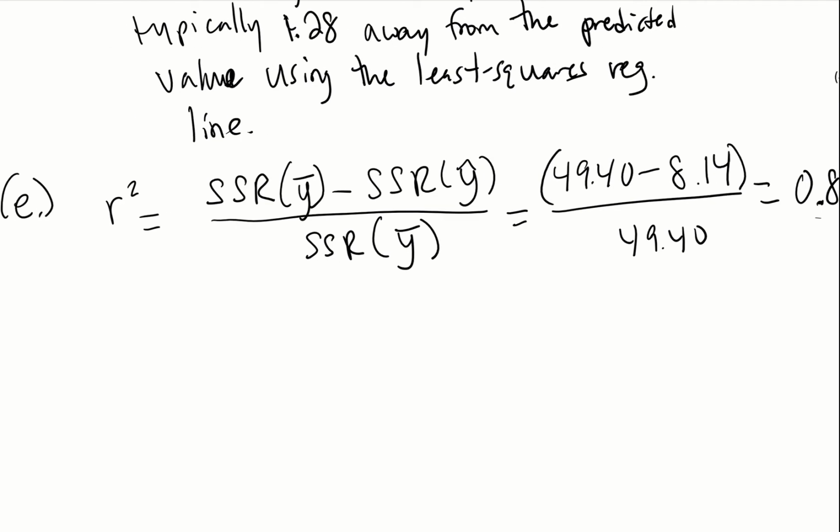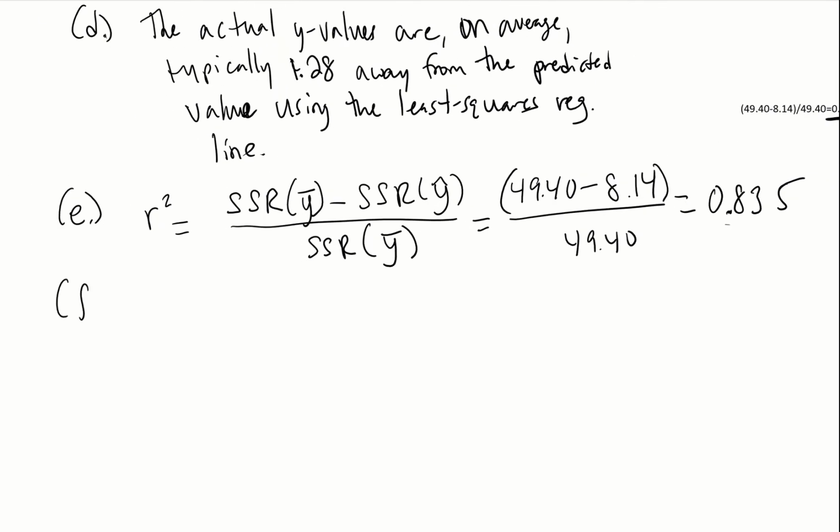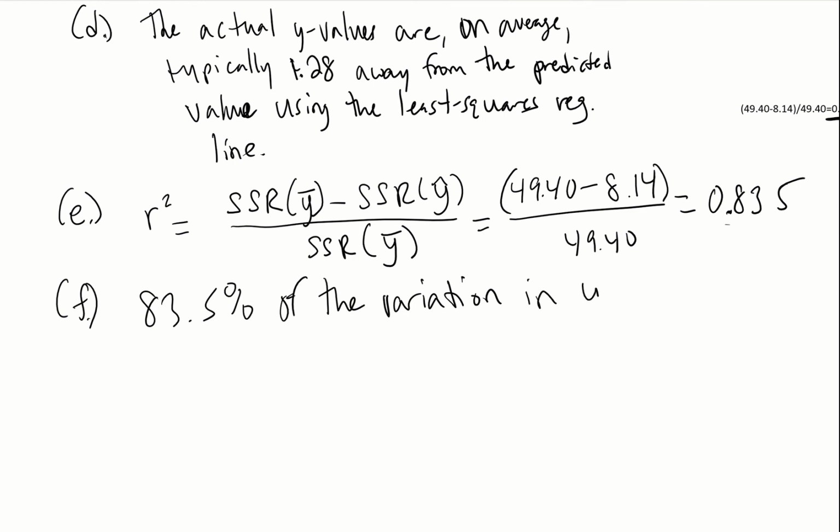Another way of interpreting this, we'll go ahead and interpret this in the usual way, is that 83.5% of the variation or variability in the y values is accounted for by the least squares regression line.